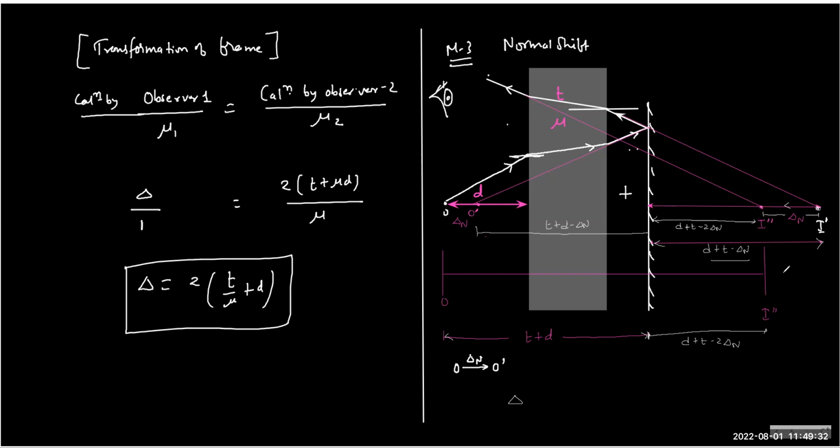And then while coming back, the image will further shift here, right? When the light ray is going left, it will again cross the slab and will shift like this. Sorry, I got it now. So what separation are we getting in the answer? Twice of t plus d minus twice of delta n, correct? And delta n is how much? t minus 1 by mu.